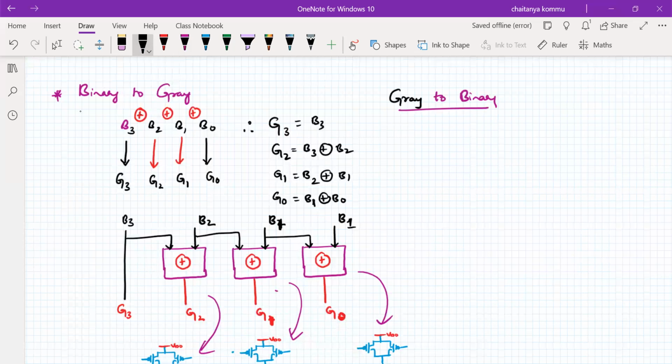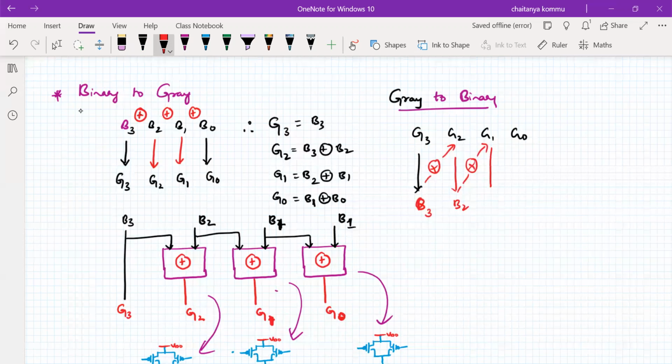So if you have a gray code, for example, G3, G2, G1, G0 available, a 4-bit gray code, how do we get the binary? B3 is directly from G3 only. But we have to take the exclusive OR gate between these two and generate this one. This is called B2. Take these two and perform the XOR, B1 will be generated. Take this one and do the same with this, and we get B0.